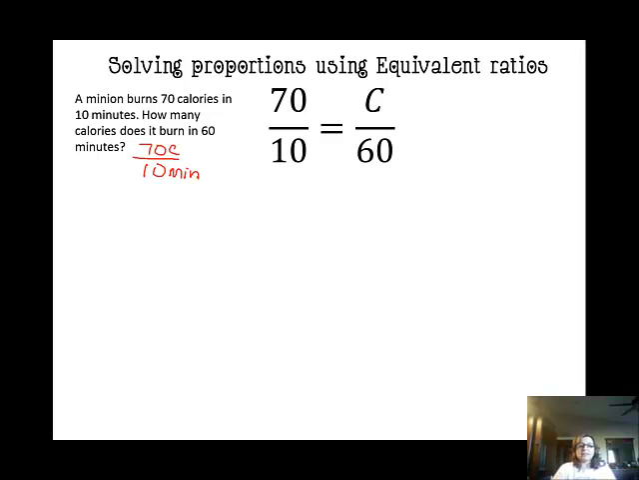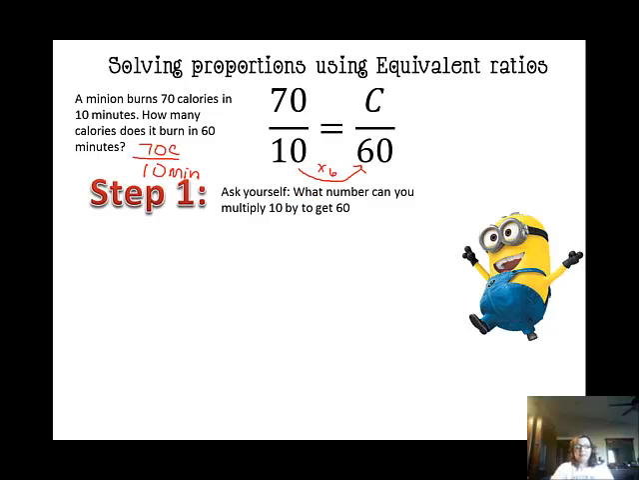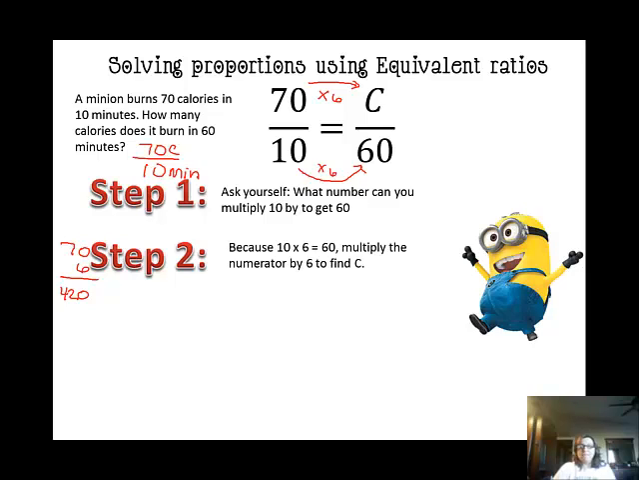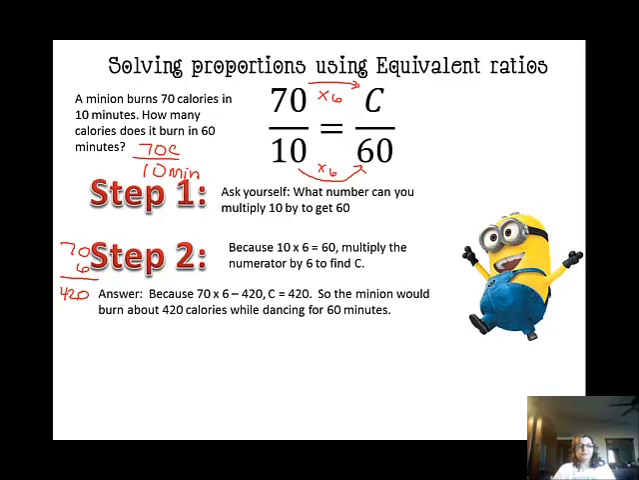Well, first off, we can see that 10 times 6 is 60. So you're thinking, what number can you multiply 10 by to get 60? And we say 6. And if we do that to the bottom, of course, we're also going to have to do the same thing to the top. So now we have 70 times 6, which gives us 420. So the minion would burn about 420 calories while dancing for 60 minutes.